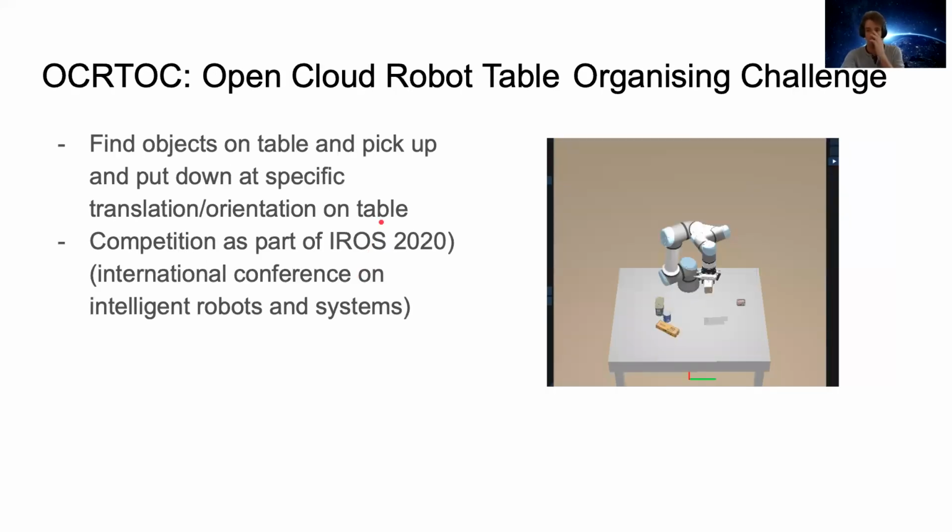And the final example I was going to give is something I've been working on recently, which is this OpenCloud robot table organizing challenge. We were given a simulation and a robot arm and objects on a table, and the challenge is to pick up the objects and put them down at certain locations. Really difficult challenge. It's part of IROS 2020, the International Conference on Intelligent Robots and Systems. And there's a cool application of OpenCV, or just computer vision and processing, that we use to actually pick up the objects.